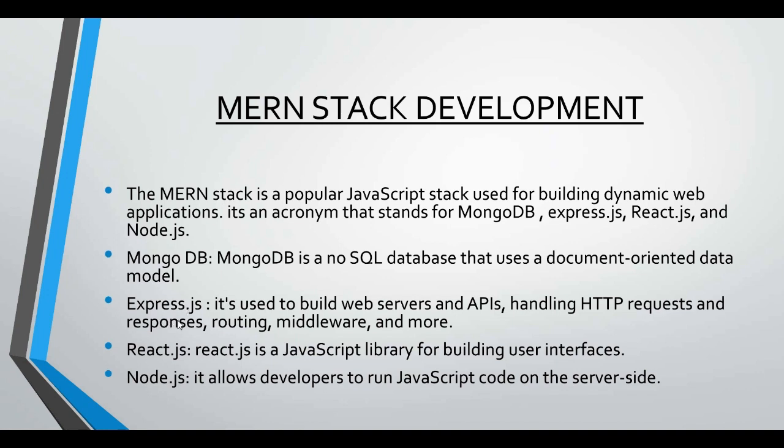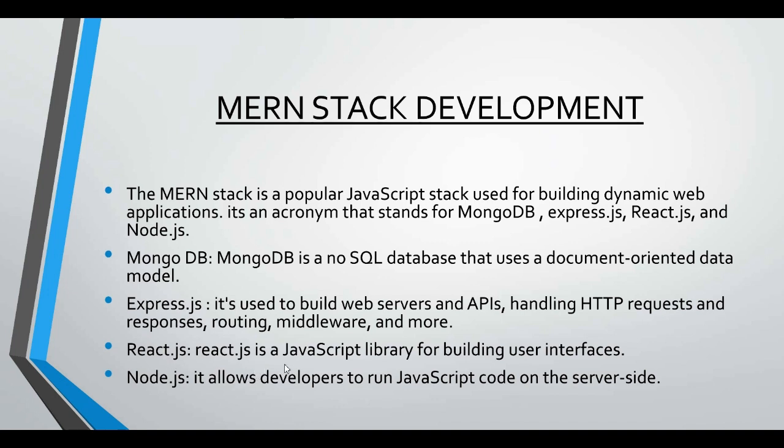The E is for Express.js, which is used to build web servers and APIs, handling HTTP requests and responses, routing, middleware, and more. It is a minimal and flexible Node.js web application framework that provides a robust set of features for web and mobile applications. The R is for React.js.